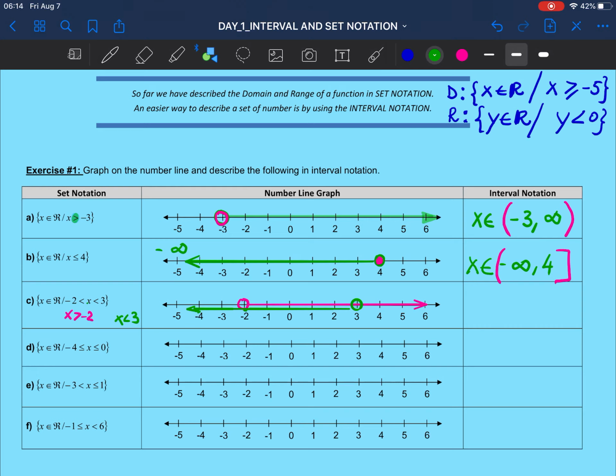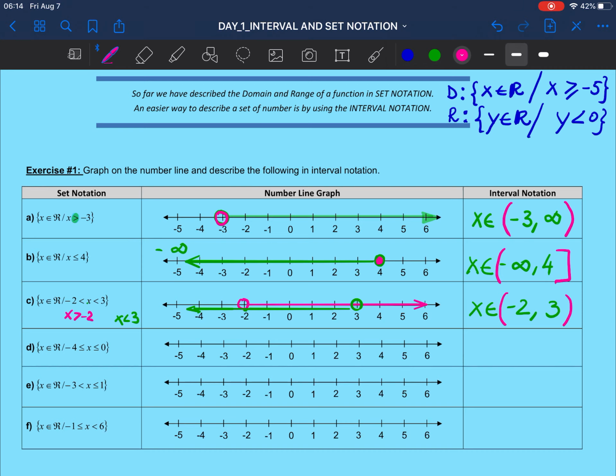And all the numbers that are less than 3 will be to the left side of 3. Now, because the two conditions must be satisfied simultaneously, we are going to say that the set of numbers described in here will be between negative 2 and 3, where both pink and green are overlapping each other. So this time we're going to say that x belongs to, we start with negative 2, that's the left end, comma, positive 3. Because the ends are not included, negative 2 and 3 are not included in the set, we're going to use round brackets.